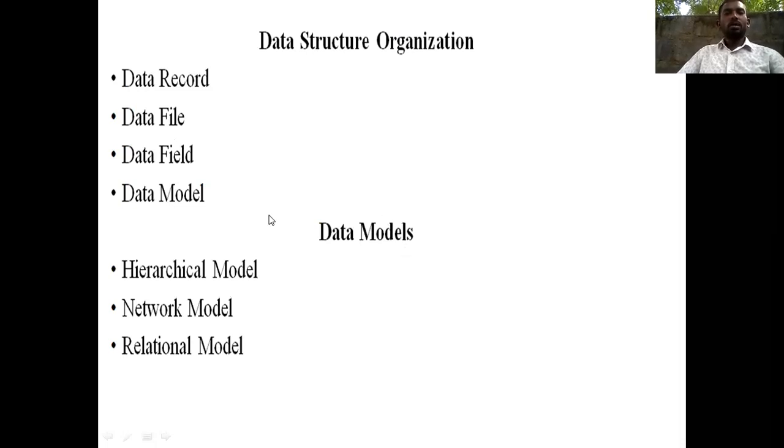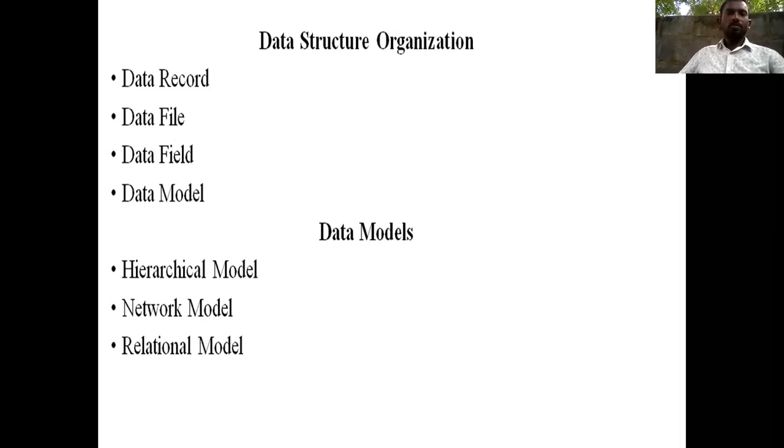Data models, see here, again we have different types of models. Record we know, file we know, field we know, but when it comes to the models we don't know exactly. So what are the different types of models? See here: hierarchical model, networking model, relational model. So these are the three types of data models.